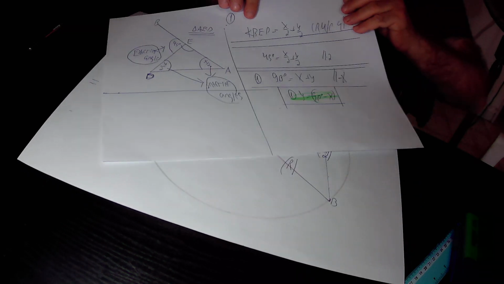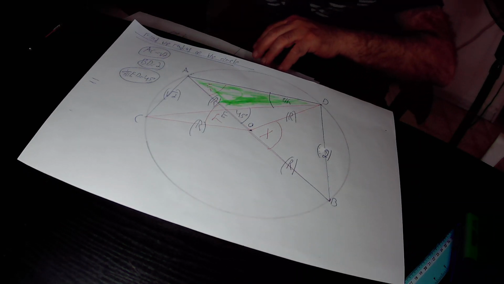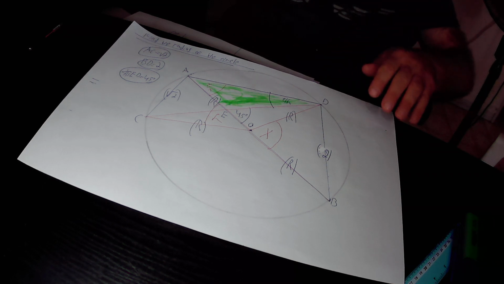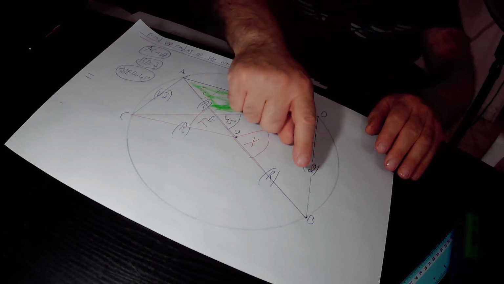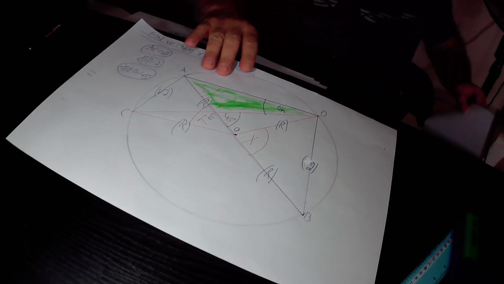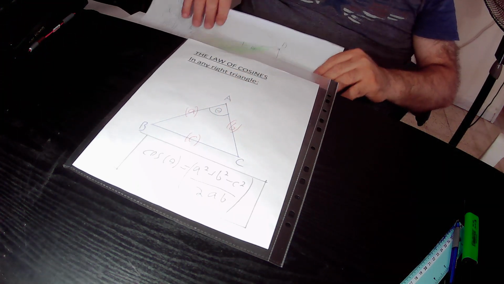In the next step, I repeat quickly on the law of cosines, and we implemented the law of cosines in these two triangles, triangle AOC and this triangle DOB. So I repeat quickly on the law of cosines. First of all, the law of cosines is true in any triangle.